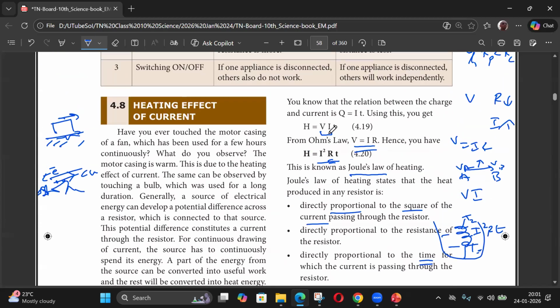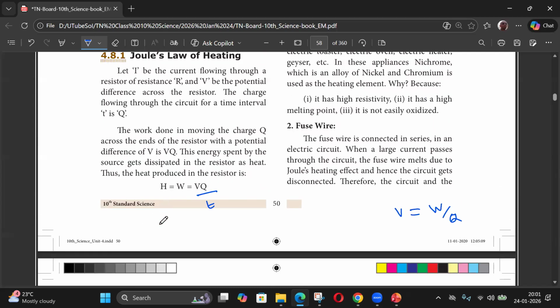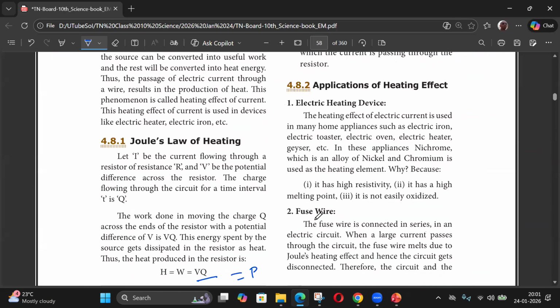So you are dividing with the time to get the power. Power is energy per unit time. Energy is the work done in moving a charge through a potential difference of V. That is V into Q. That's discussed in the first part, second section or something.